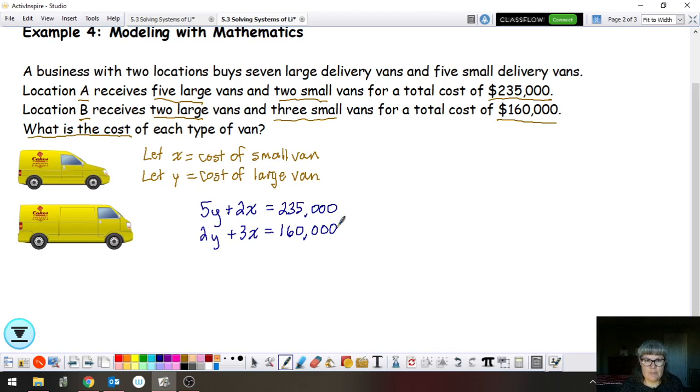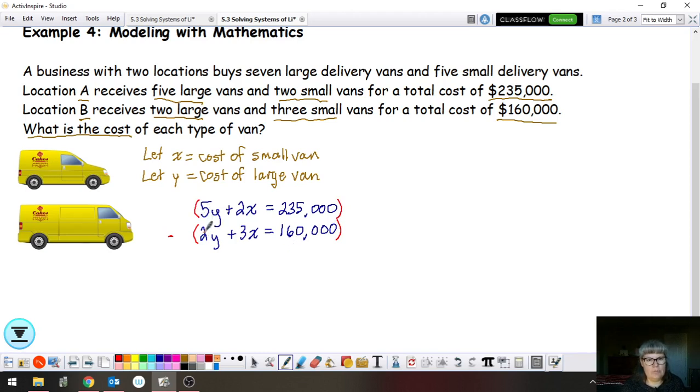So I have a system, I have my variable terms lined up, but I can see that I don't have any opposite values. And not only that, everything is positive. So when I multiply this, I am going to have to multiply something times a negative. I'm going to go ahead and decide to multiply the bottom equation by a negative, and I'm going to multiply the top equation by something that is positive.